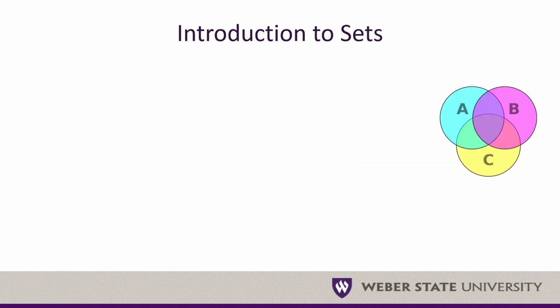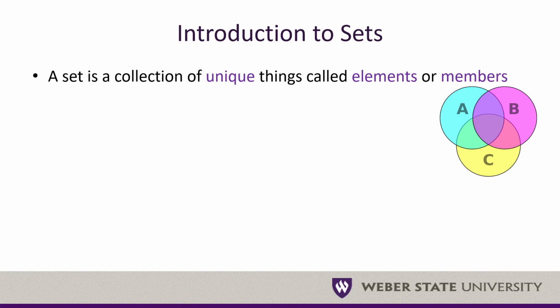So let's talk about sets. Everybody's favorite Venn diagram on the right showing the intersection of three different sets. A set is simply a collection of unique things. Unique is important because when we look at a set, we don't have any duplicate elements. That's one of the things that is sometimes hard to understand.